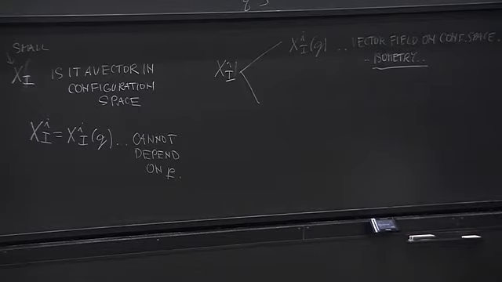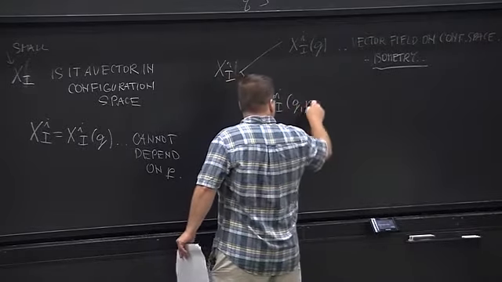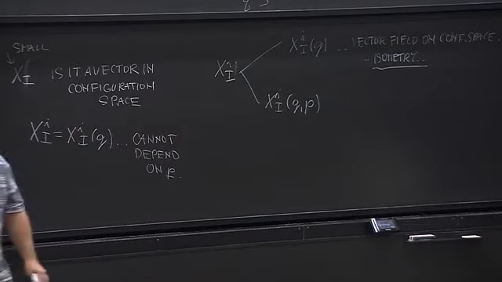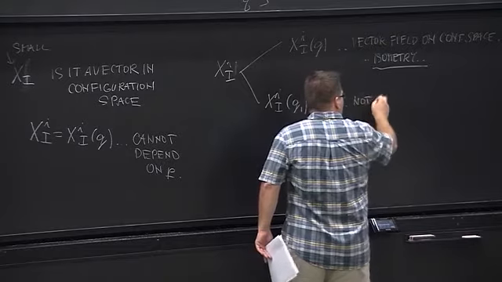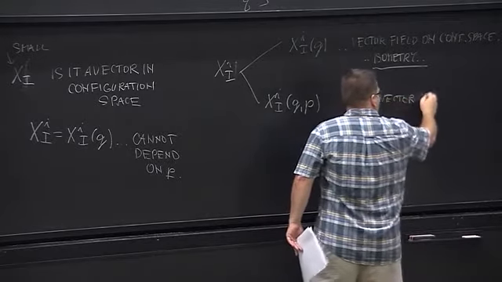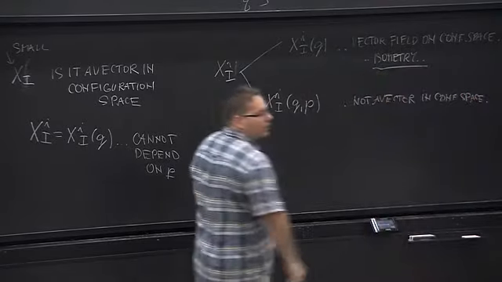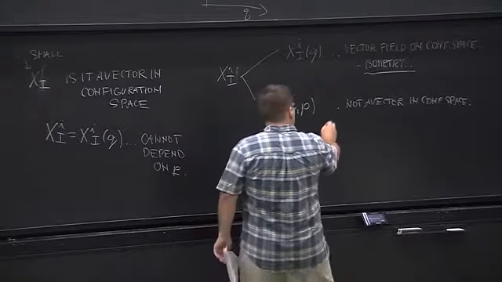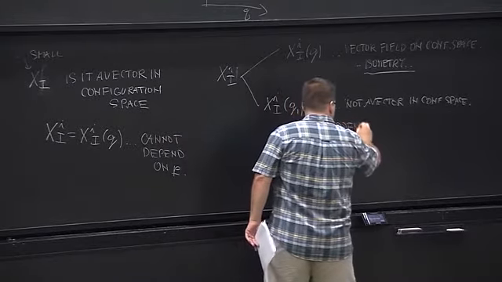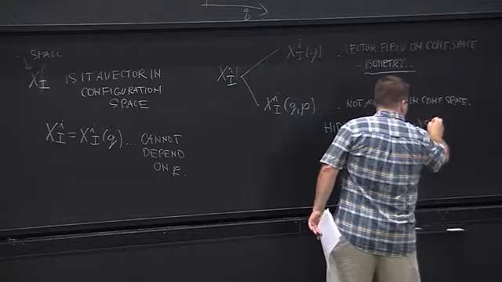Well, that's one possibility. The other possibility is that xi depends on q and p. But p is an alien for a configuration space, right? There's no p in configuration space. So this is not a vector in the configuration space. And consequently, you call the symmetry a hidden or dynamical symmetry.